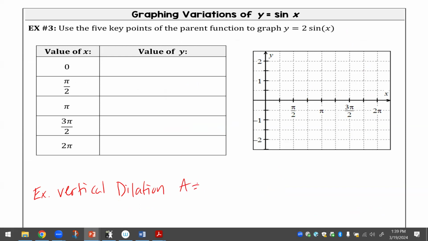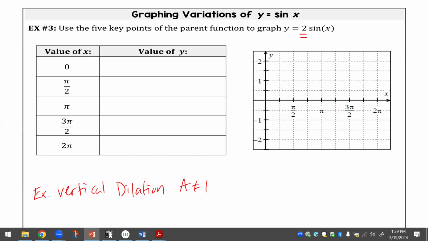Dilation means your A no longer equals 1. Your A is no longer 1 because it says y equals 2 sine of x. So A equals 2. So our A no longer equals 1, which is why it's a vertical dilation. Y'all are so smart. I love it.